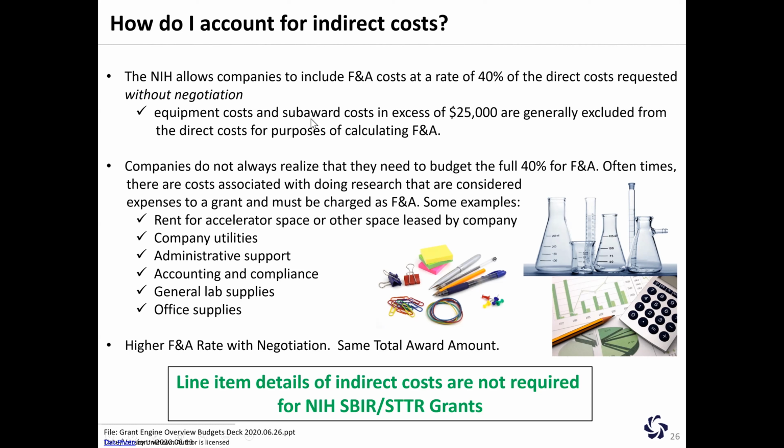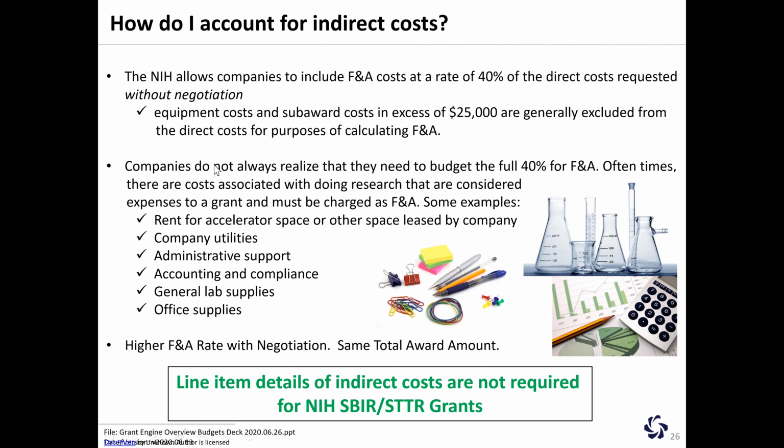These equipment costs and subawards outside the 25K are excluded. If you want to go beyond the 40%, then you have to negotiate that rate with the NIH at time of award, prior to award, but as you're going through JIT. You don't get to do a higher total awarded amount. It just eats into your direct costs. But 40% is just straight up. You don't need documentation. That's allowed without negotiation.